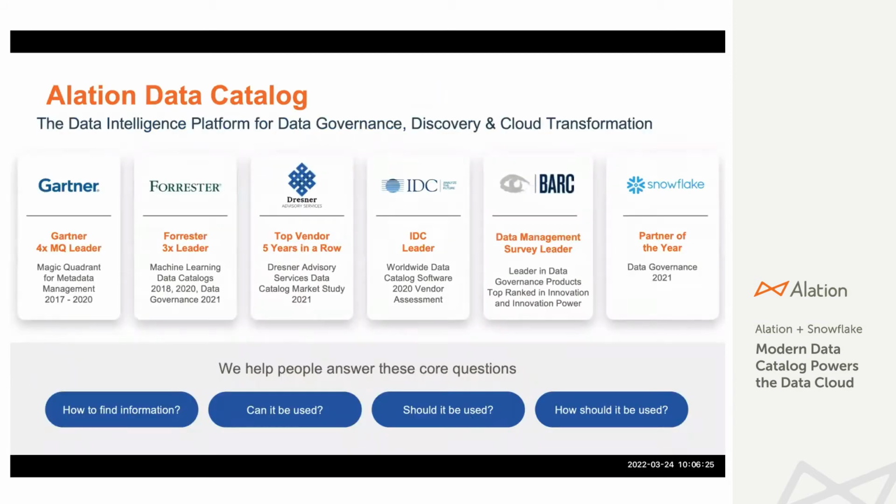Many of you are likely to be familiar with Alation, but in case you're not, we essentially invented the data catalog and are the leading data intelligence platform that brings together data governance, data discovery, and digital transformation. Our mission is to help customers answer these core questions. How do I find data? If I find something, can I use it? And should it be used? How should it be used? Are there any important data policies in place that I need to be aware of?